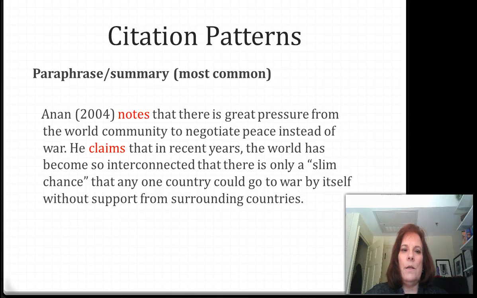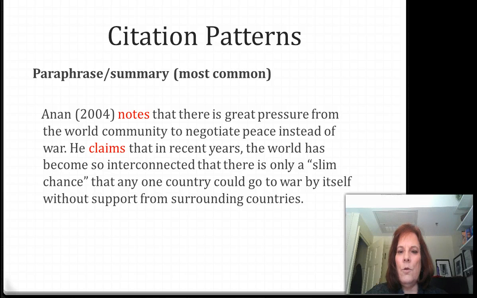The next citation pattern is paraphrase and summary. This is by far the most common. The next most common is generalizations. But in this one, there's only a little bit that's quoted. We'll look at that. Anon, the author's last name, 2004, notes. I'm changing this to the present tense. We'll talk about these tenses in a few minutes.